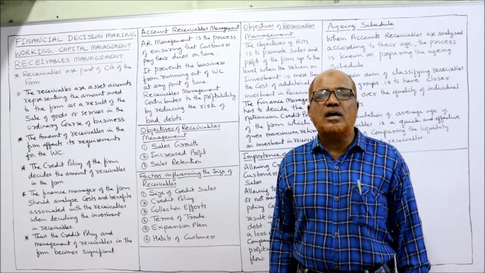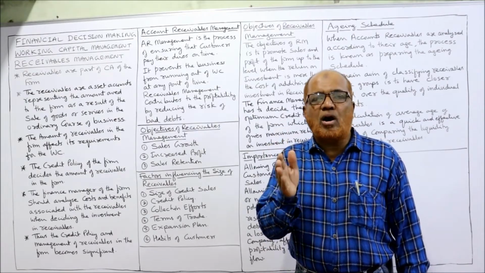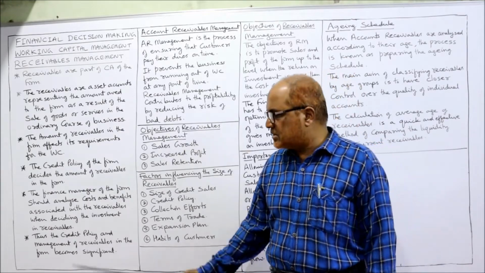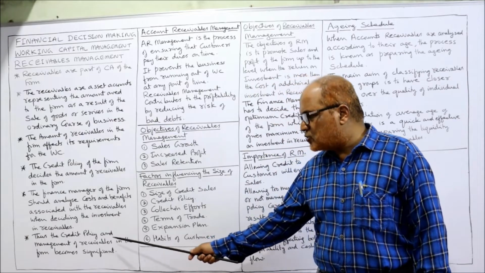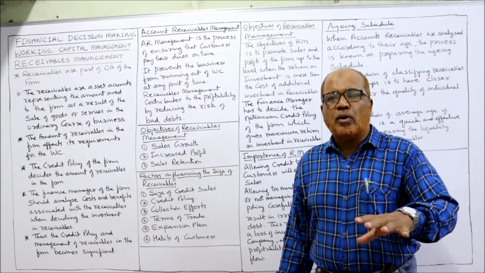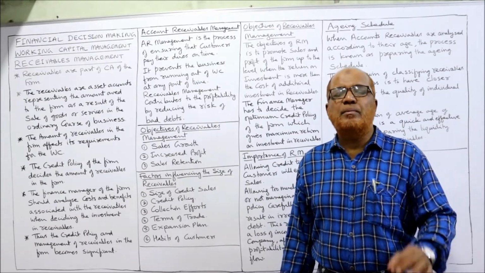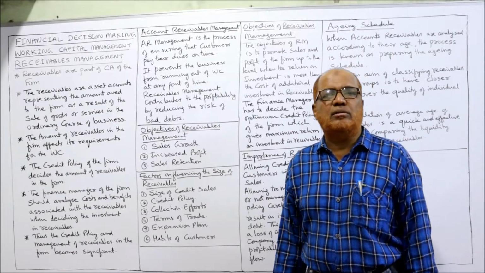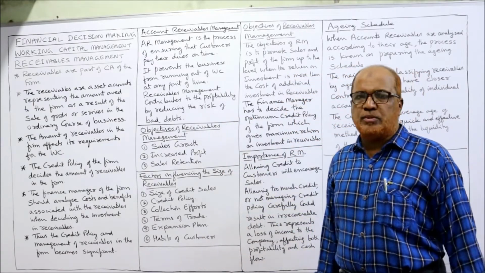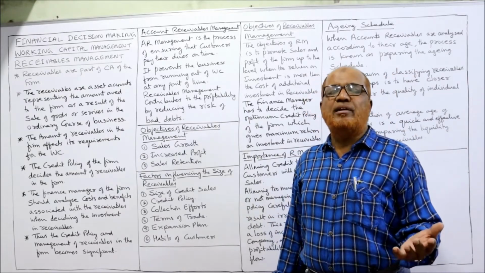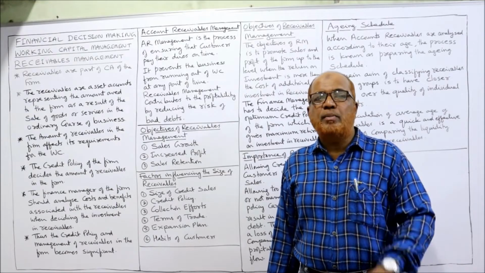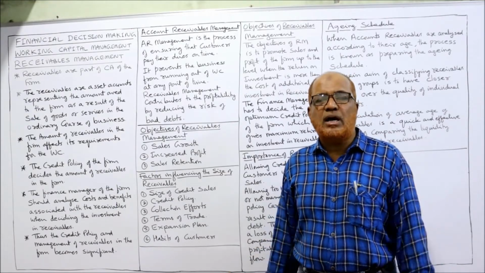The finance manager has to decide what are the benefits and what are the cost involved in the investment of receivables. Thus, the credit policy and management of receivable in the firm becomes significant. So, credit policy and management of receivables become a significant function of the finance manager. Now, account receivables management. We can call it trade receivables or account receivables. There should be a proper management of account receivables from time to time.